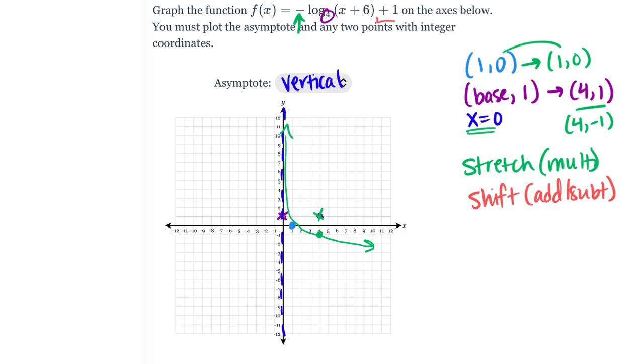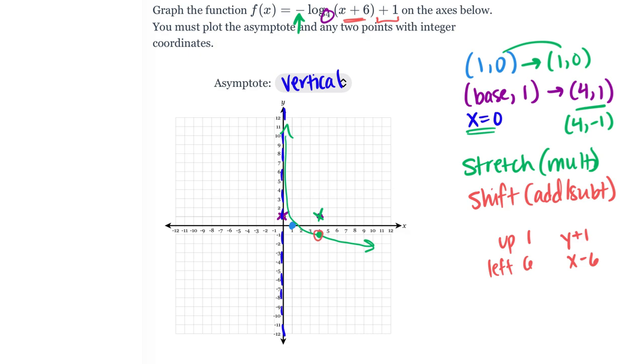So we have a +1 that's on the outside of the function. That's going to be in the y direction. So it's going to shift up 1, or it's going to change our y's to +1. And then we have a +6 where the x is sort of on the inside of the function. That's going to shift it left 6. So your x values you're going to subtract 6 from. All right, so each point on our graph is going to shift up 1 and left 6.